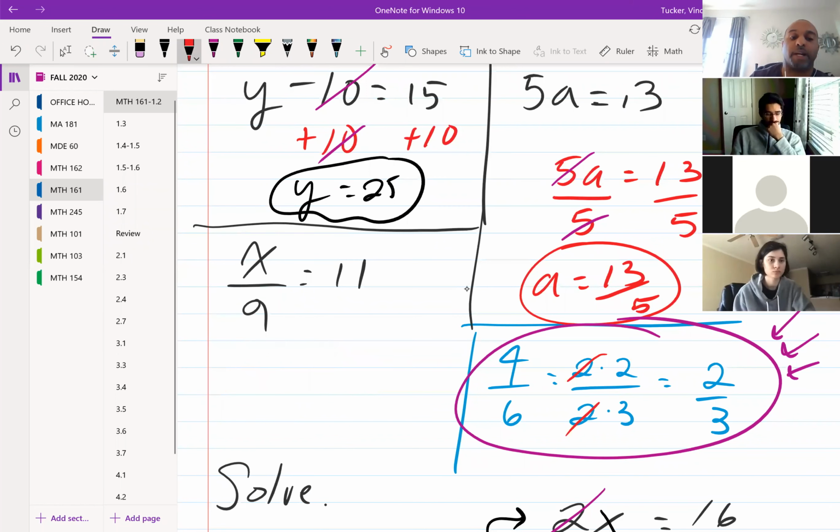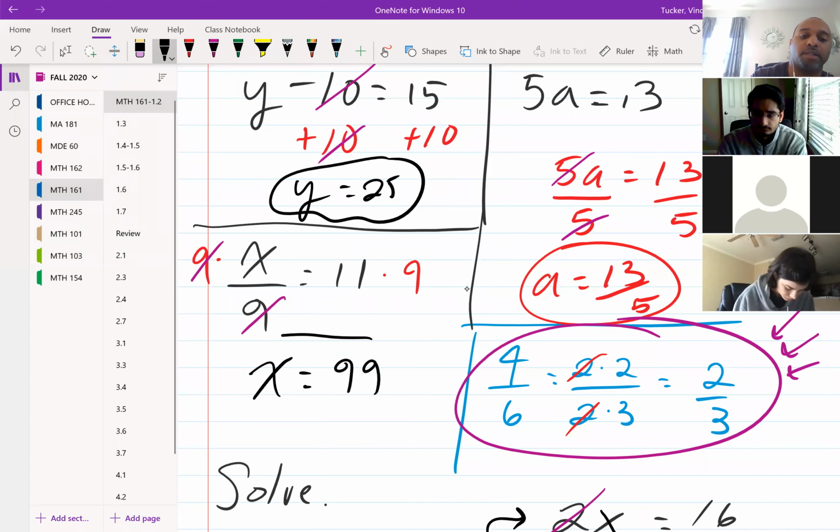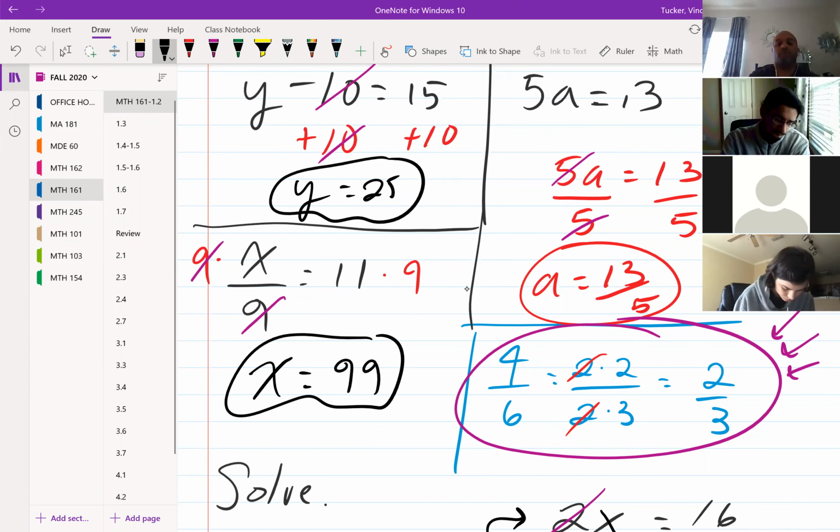All right, last one like this. We have x divided by 9. In order to get rid of the division by 9, we will multiply both sides by 9. Once again, the opposite operation. The 9s cancel, leave you with x, and then 11 times 9 is 99. And that will be your answer. So before we add more to it, any questions on these one-step equations?